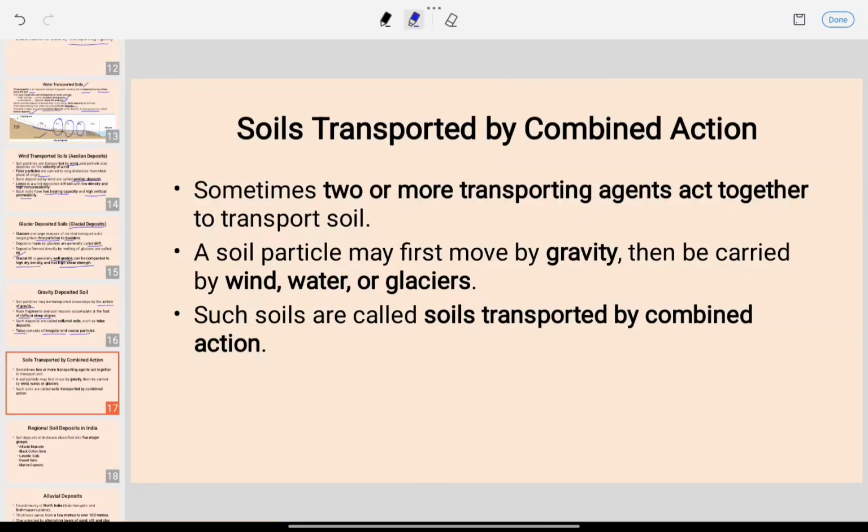So, in such cases, the soil transportation does not happen because of a single agent, but because of the combined action of multiple agents. This concept helps us understand that in natural conditions, soil movement can be more complex, with different transporting agents working together in sequence.